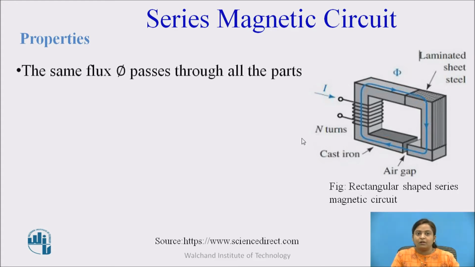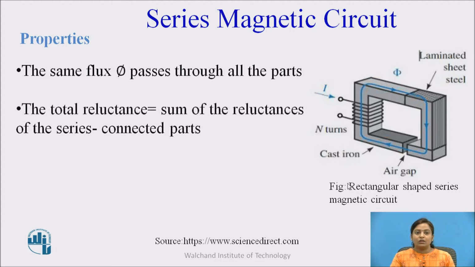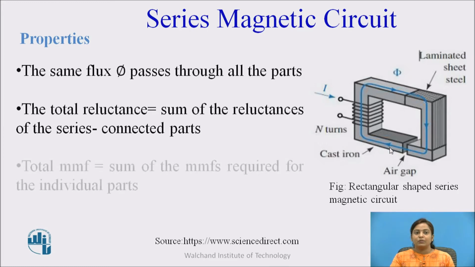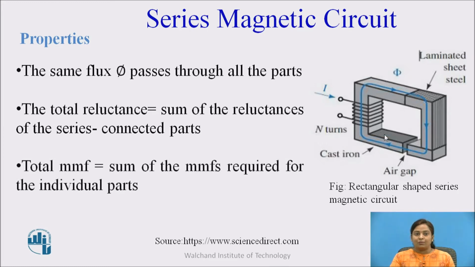Here the same flux passes through all parts of this magnetic circuit. The total reluctance is equal to sum of reluctances of series connected parts. Okay, so the total reluctance of this magnetic core or magnetic circuit is equal to sum of reluctance of these individual parts. Okay, total MMF is equal to sum of MMF required for these individual parts.